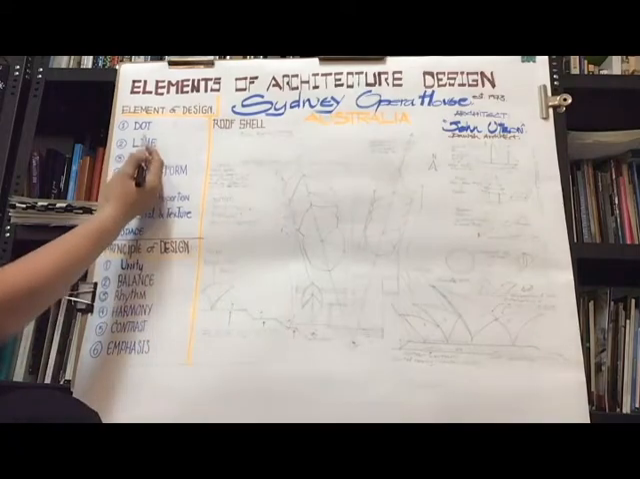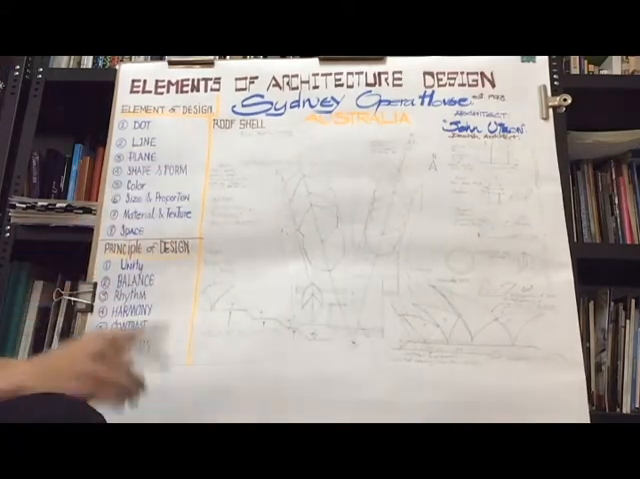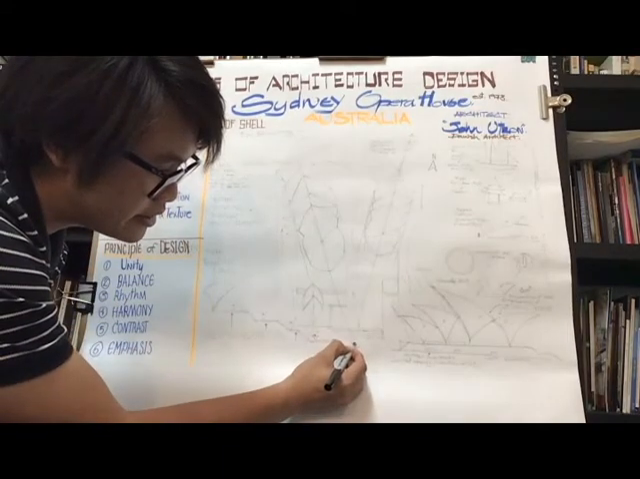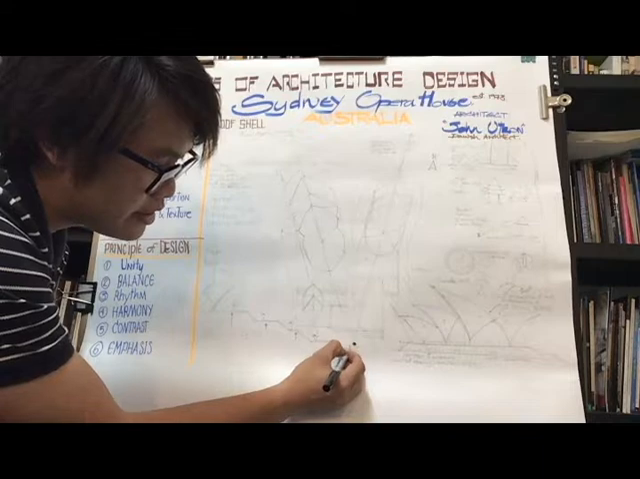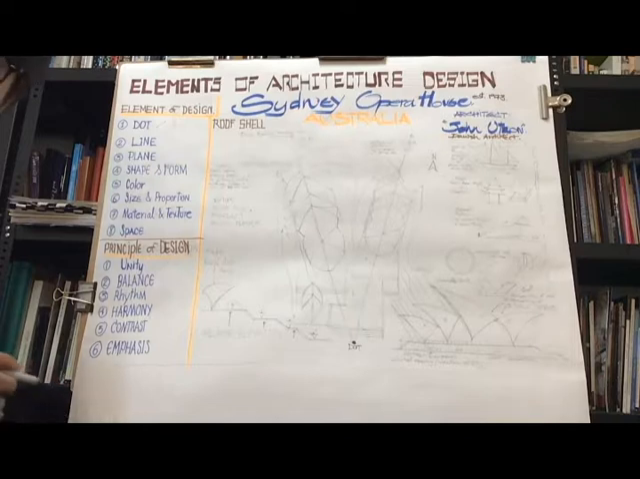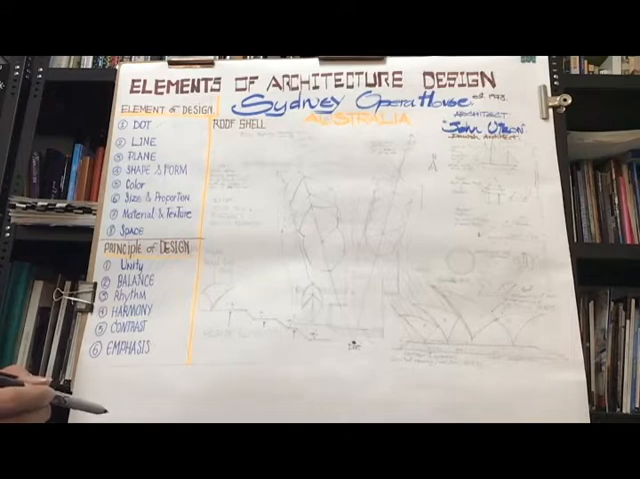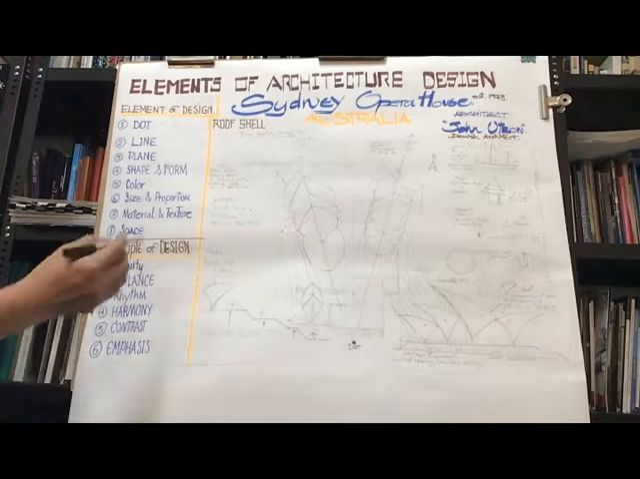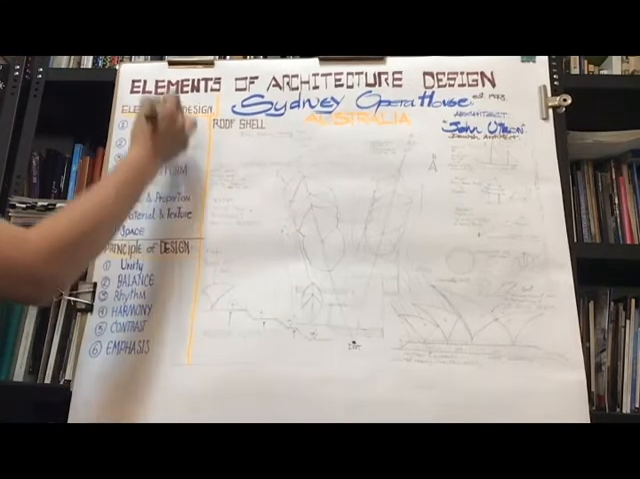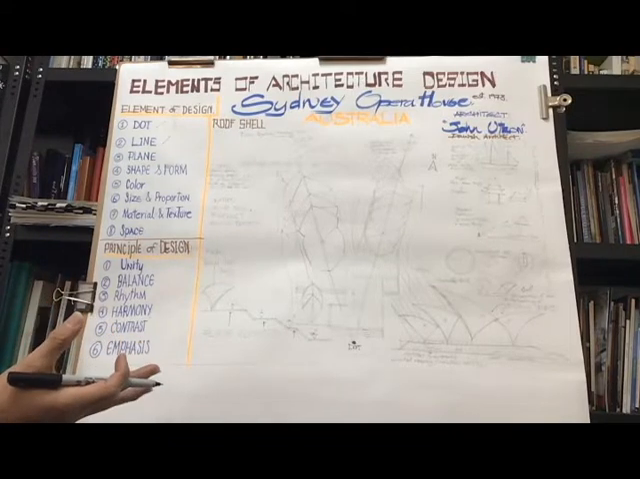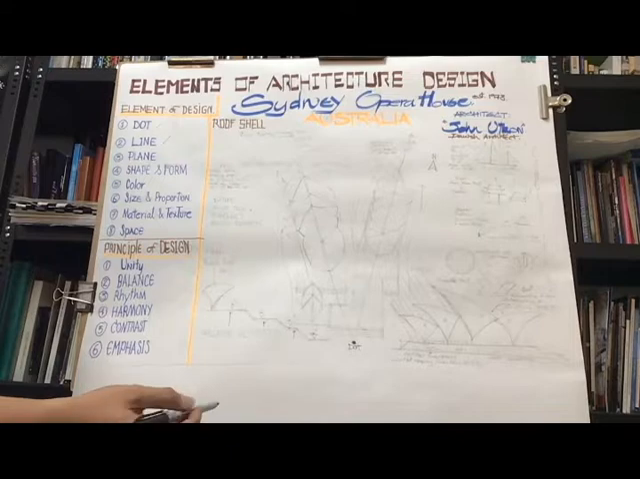Let's see, from the dot here, the first element, we are going to start from there. The dot is the starting point of everything in any project. From the dot, we are going to the line. The first line that we see in the project is this line.